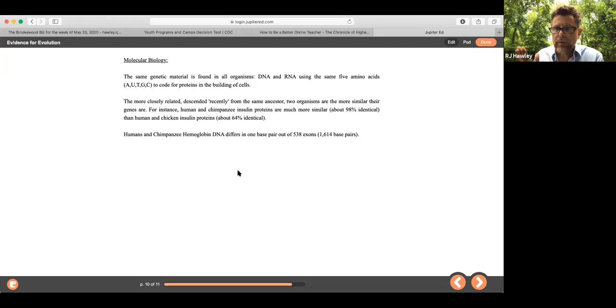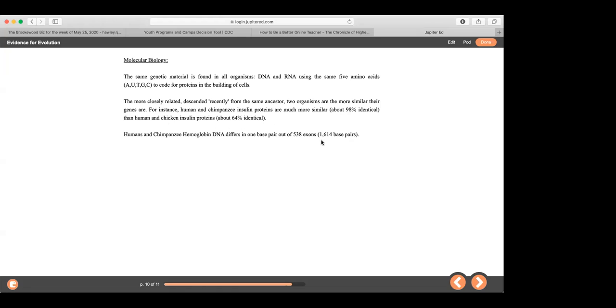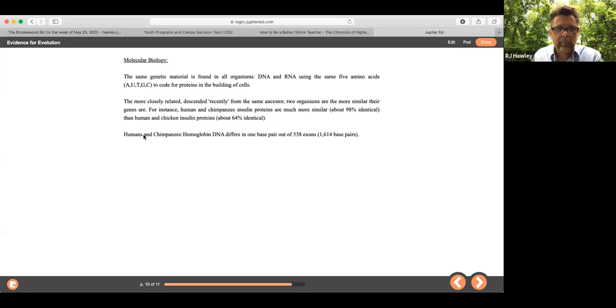And the more closely related we think organisms are, the closer together their DNA is. So insulin in humans and chimpanzees, the genes are 98% identical. Whereas humans and chickens, about 64% identical. But everybody uses insulin. This is an example, human and chimpanzee hemoglobin. There's one base pair, so one nucleotide, an A, a T, or a G, or a C, out of 1,614 base pairs that's different.